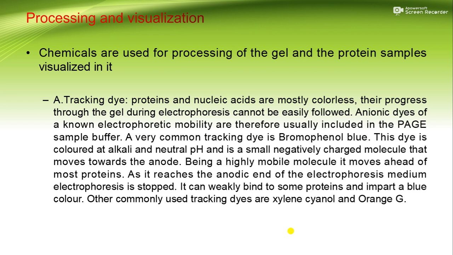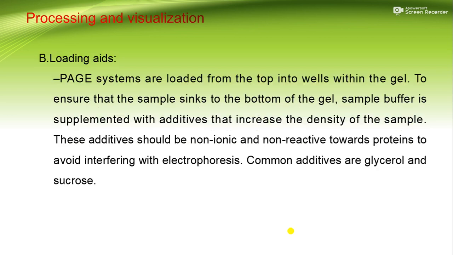This dye is colored at alkali and neutral pH and is a small negatively charged molecule that moves towards the anode. Being a highly mobile molecule, it moves ahead of most proteins. As it reaches the anodic end of the electrophoresis medium, electrophoresis is stopped. It can weakly bind to some proteins and impart a blue color. Other commonly used tracking dyes are xylene cyanol and orange G.